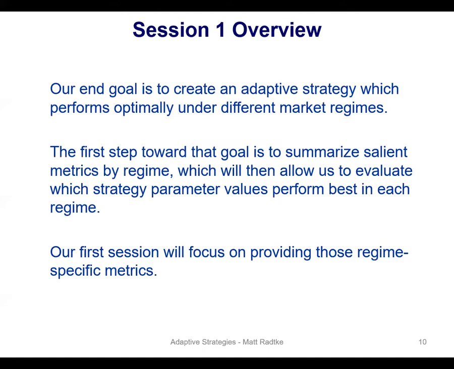All right, so our overview for session 1. Our end goal, obviously, is to create an adaptive strategy which performs optimally under different market regimes. And the first step toward that goal is to be able to summarize any metrics that we think we might need to make a decision on what's the best variation of our strategy for a particular regime. So we want to summarize all those metrics so we can pick the best variation of the strategy for each regime. And then this session is specifically about getting those regime-specific metrics.